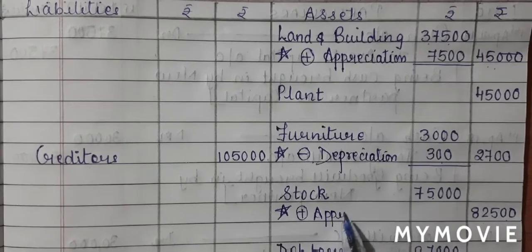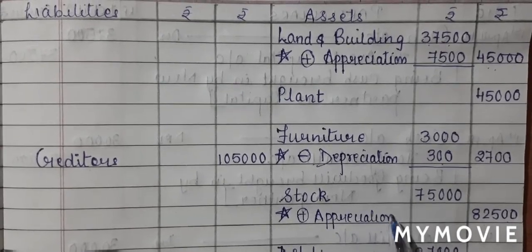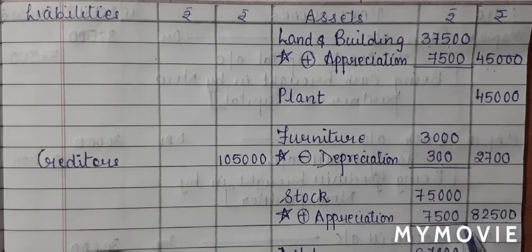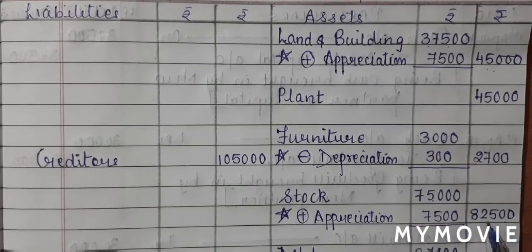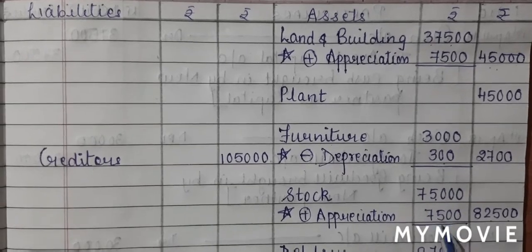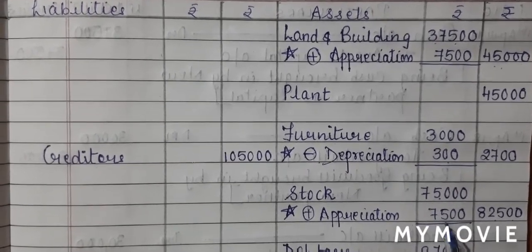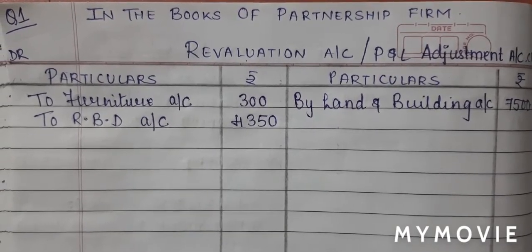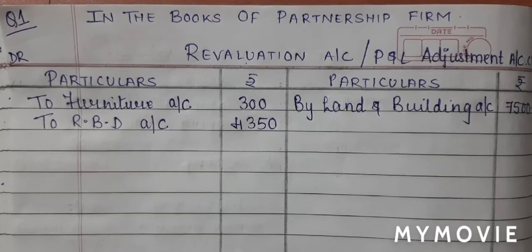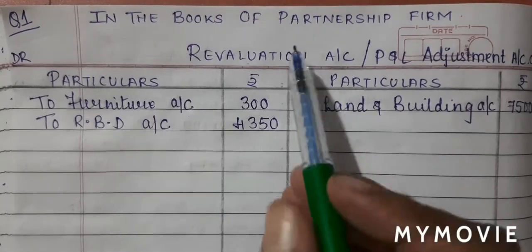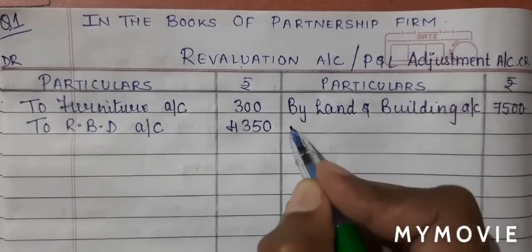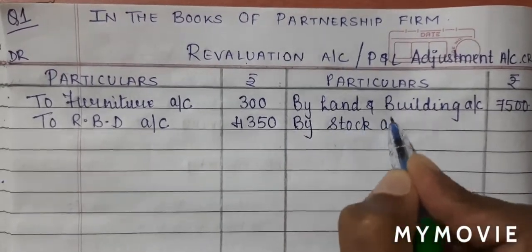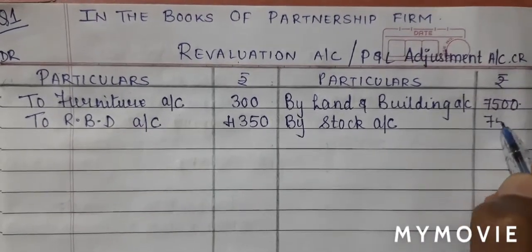So I'll write add appreciation of 7,500 rupees. Now how did I get this 7,500? 82,500 minus 75,000 will give me 7,500. Now again, since the value of the asset has increased, which means my business has made an income. So revaluation account credit side, I will write by stock account 7,500.